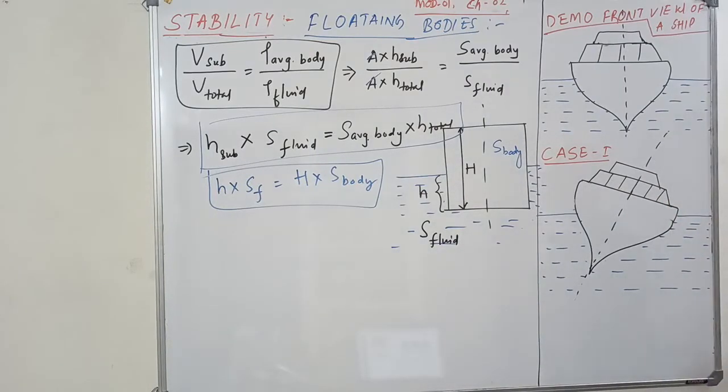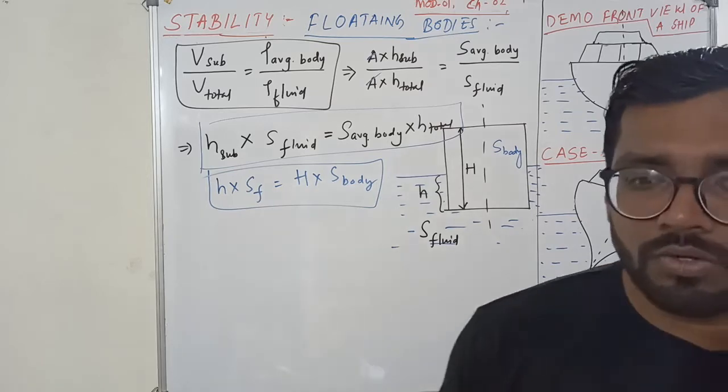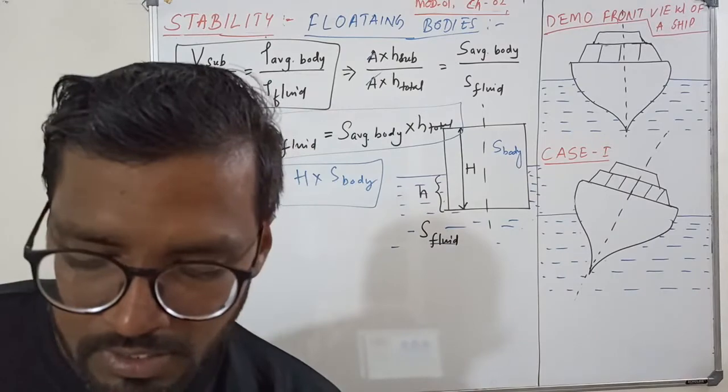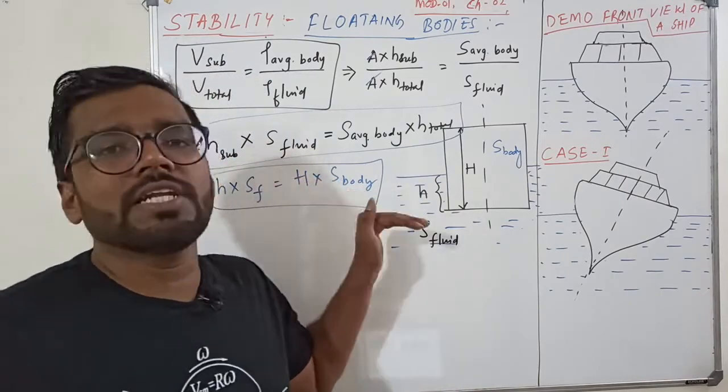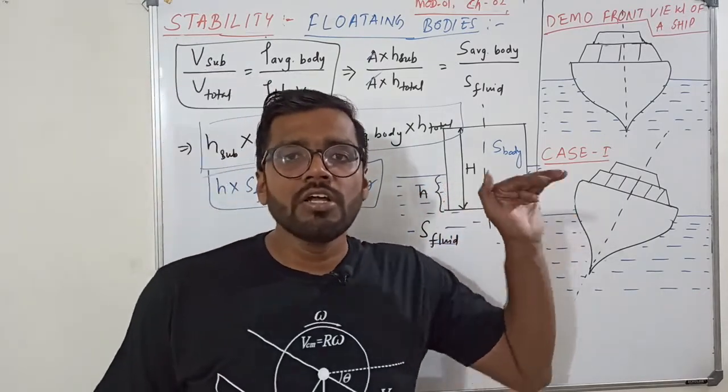Very good. Understood. So I just wanted to recap this. Now, we'll go for the next. So this is for what? This is for vertical stability. This is the condition for your vertical stability.